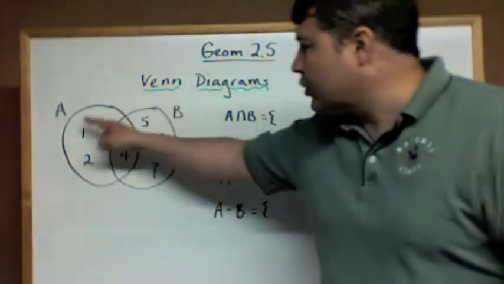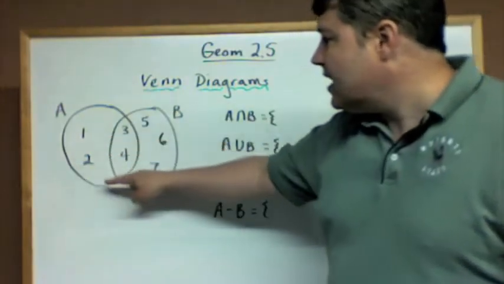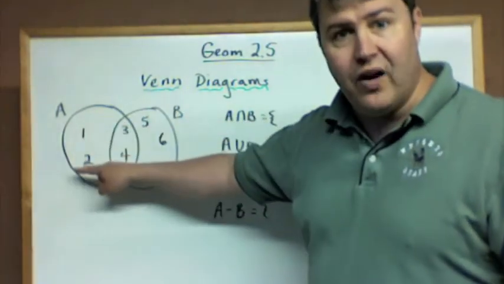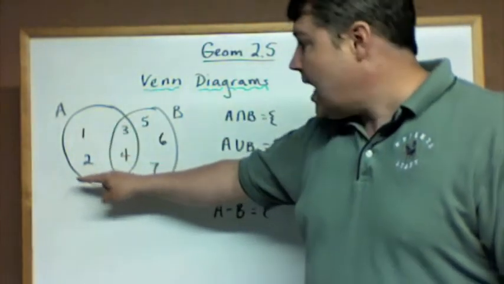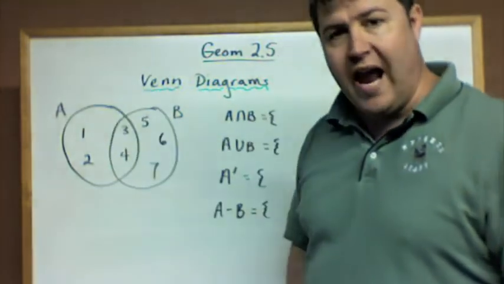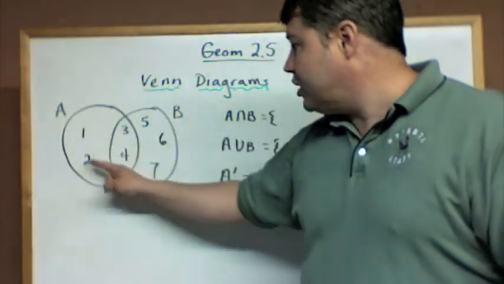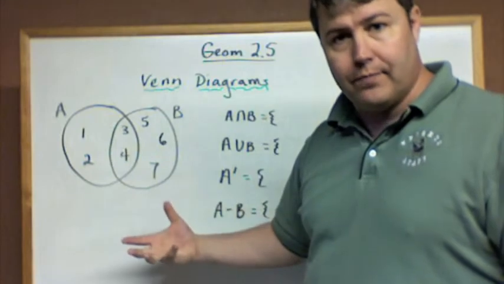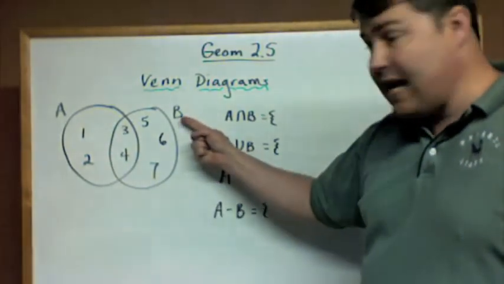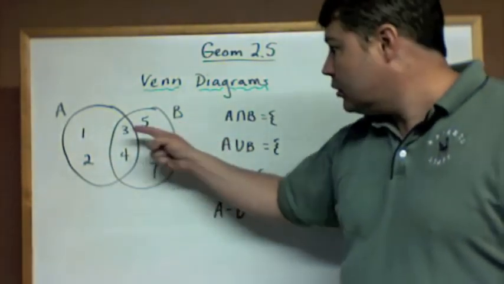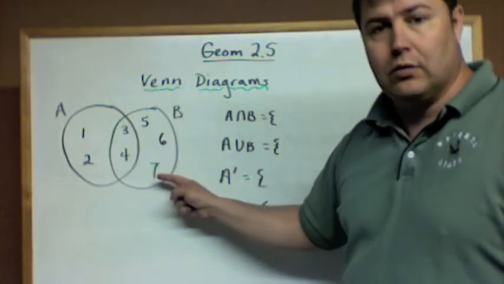You have these two circles, and what this represents is a group of things, in this case numbers, and that group we're going to call A. And what's in A? 1, 2, 3, and 4, those numbers. In the group B, what's in there? 3, 4, 5, 6, 7.